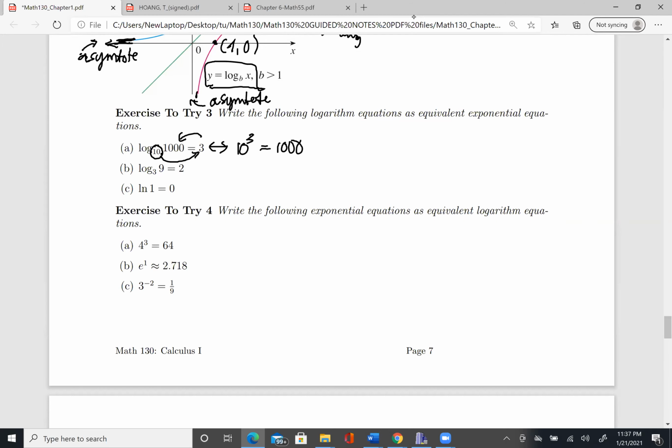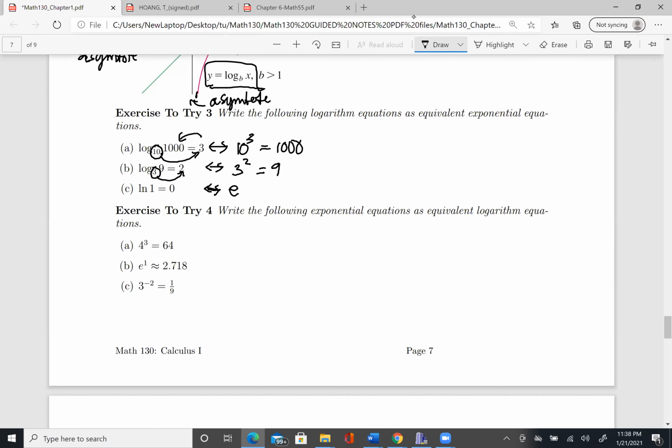Similarly for problem B, I start with base 3 raised to 2 equals 9. Okay, last one. What is the base of the natural log? E. So base e raised to 0 equals 1.